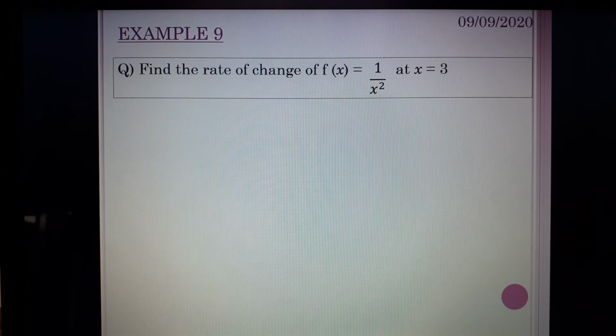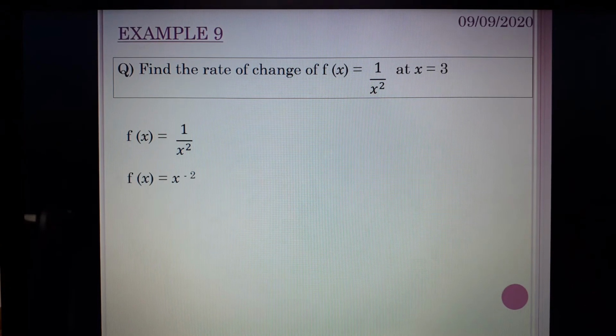So find the rate of change of f of x equals 1 over x squared at x equals 3. So you know from that then, rate of change means to differentiate. So I'm going to differentiate the function and put x equals 3 into the differentiated function. So that's important that you know all of that. Now we had to fix up f of x. It wasn't in the form x to the power of n. So we had to bring the x up to the top and make it x to the power negative 2.